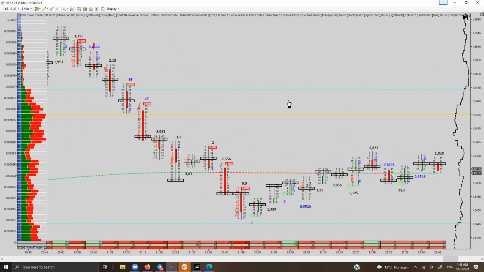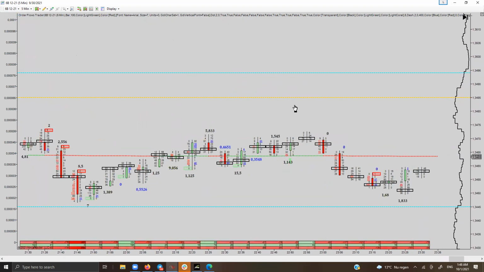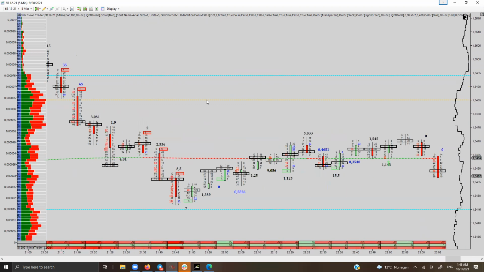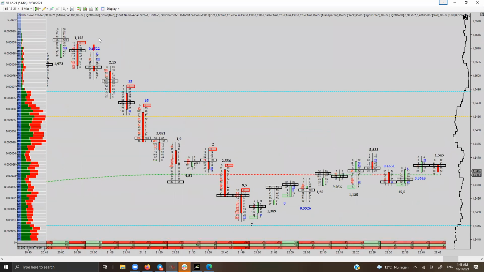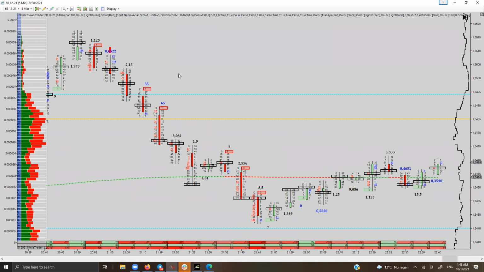So once you have the software, then you can get this data and you can use it at your point of interest. Just don't use it in isolation. At your point of interest, if you see these confirmations, then definitely take those.